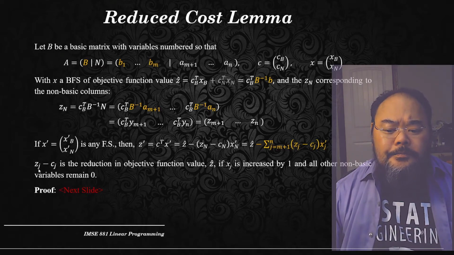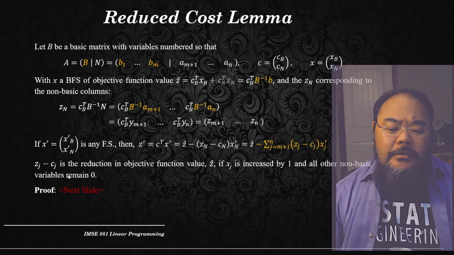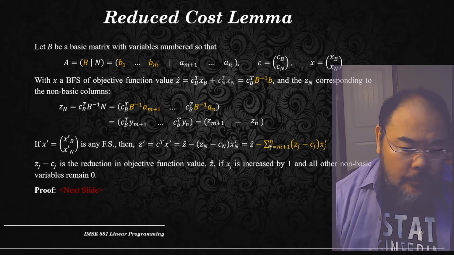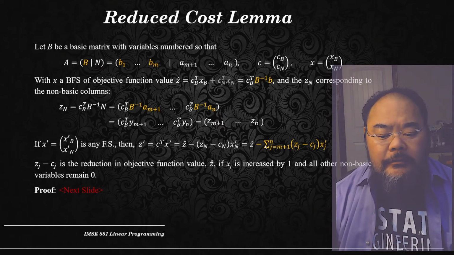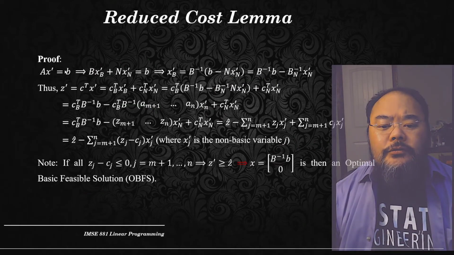Therefore the zj minus cj is referred to as the reduced cost for the objective function value. So if xj increases by 1, while other non-basic variables remain 0, then we can improve my objective function. We can lower my objective function in that case. So let's take a look at how the proof goes.